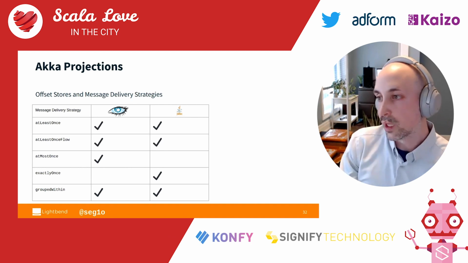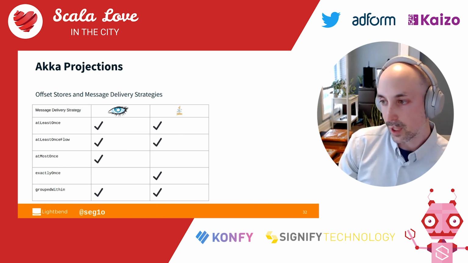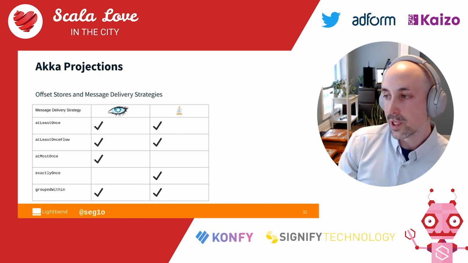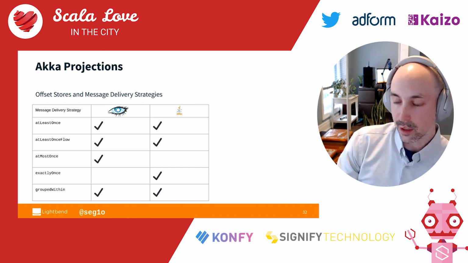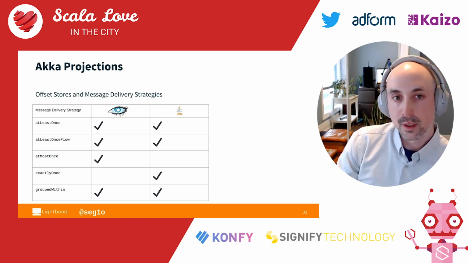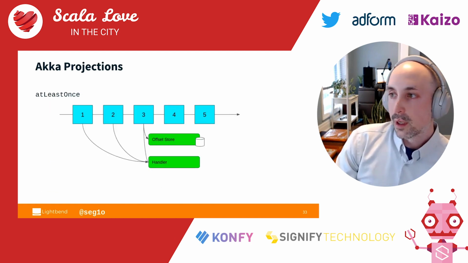So we have two main implementations of projections. One's for Cassandra, one's for JDBC, and for various reasons, they don't both support all of the message delivery strategies. But I won't get into that. You can feel free to ask me more about that after the talk if you like.